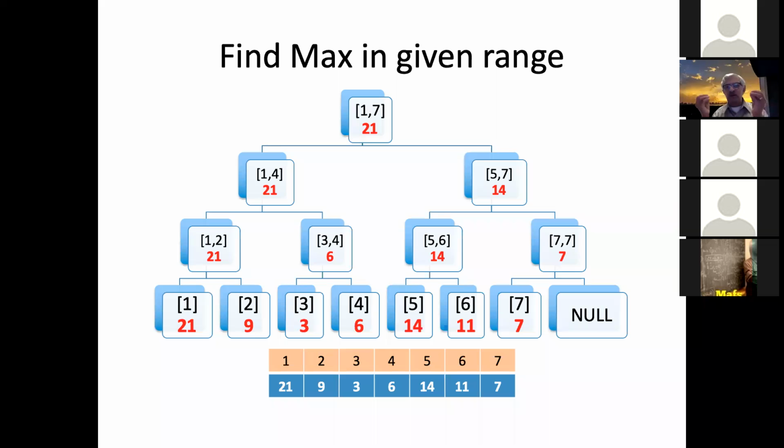And then when I go to the next level, all I have to do is compare two things: the values from the two children, which tell you the largest value in their subtrees, and that's the value that gets pushed up. So the maximum of 21 and 6 gives you 21, the maximum of 14 and 7 gives you 14, and the maximum of 21 and 14 gives you 21. So if somebody asks you what is the maximum in 1 through 7, all I have to do is go to the root of the tree and I would have the answer.